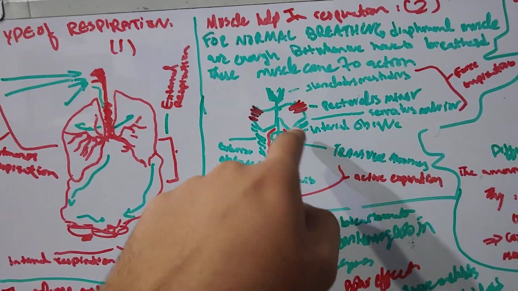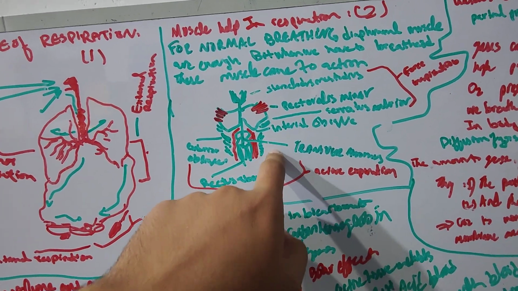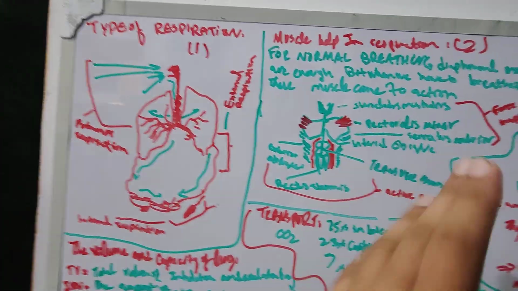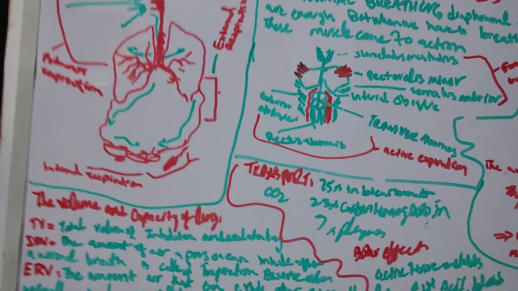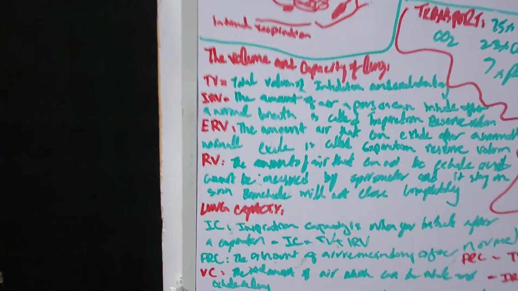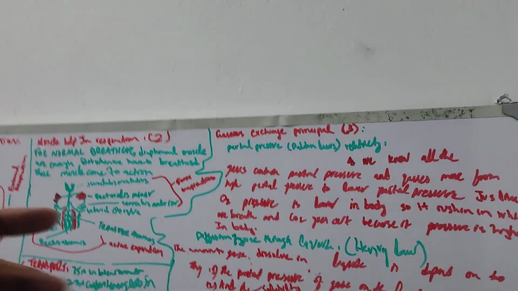The internal oblique is the area between the muscles and our side. It's like that. Then we look at gaseous exchange, like the alveoli, which help in gaseous exchange.